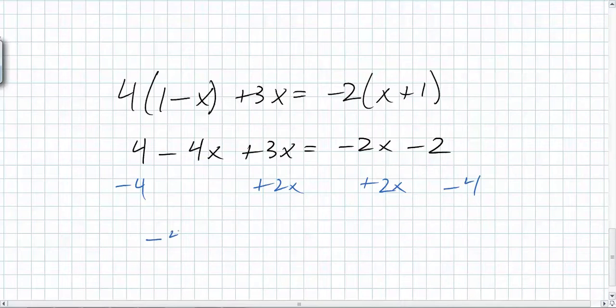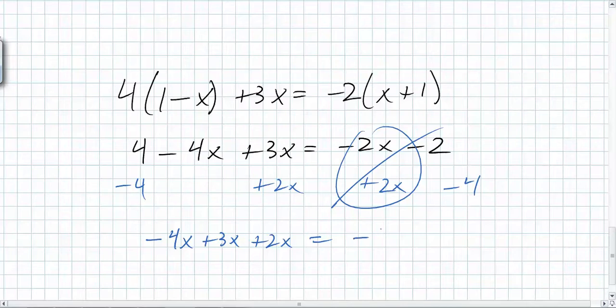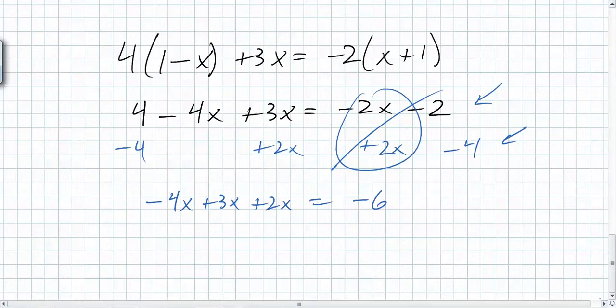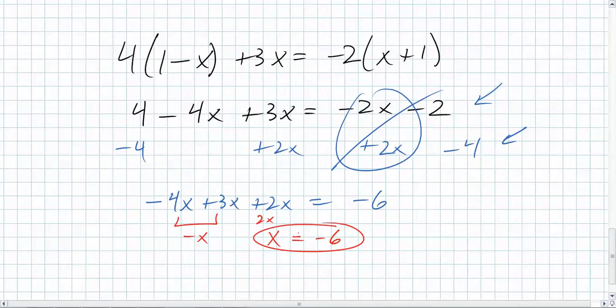So we end up with negative 4x plus 3x plus 2x equals, and again, these cancel. We end up with minus 6 because we have a negative 2 and a negative 4. So we then combine all of our terms, and we end up with negative x right here, and 2x is just x. And then x is equal to negative 6. So this was a little more complicated, and in fact it did have one solution. You're not quite sure from the outset. It could go either way.